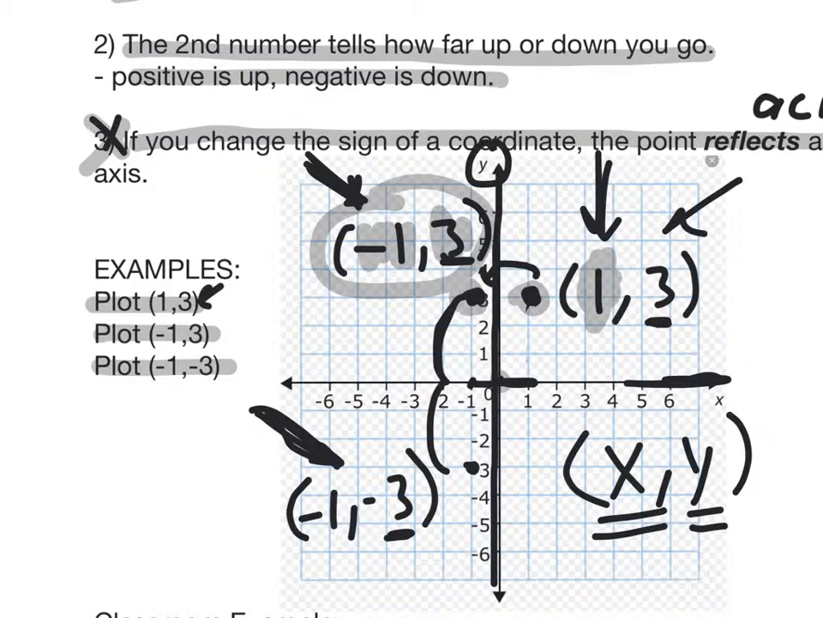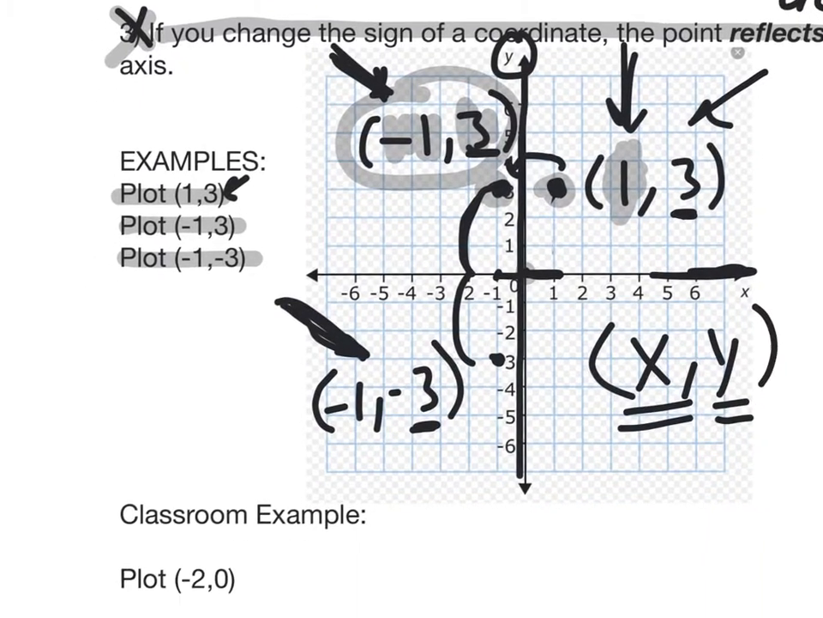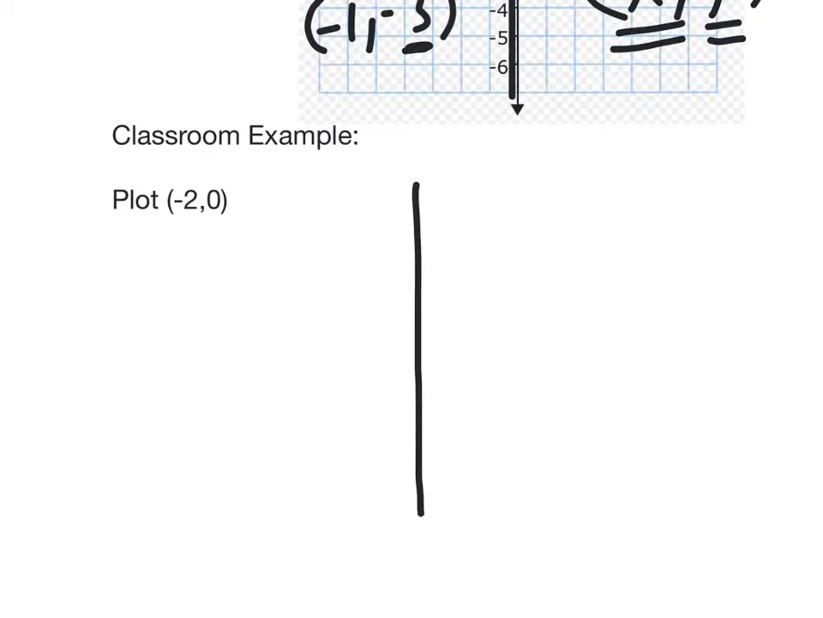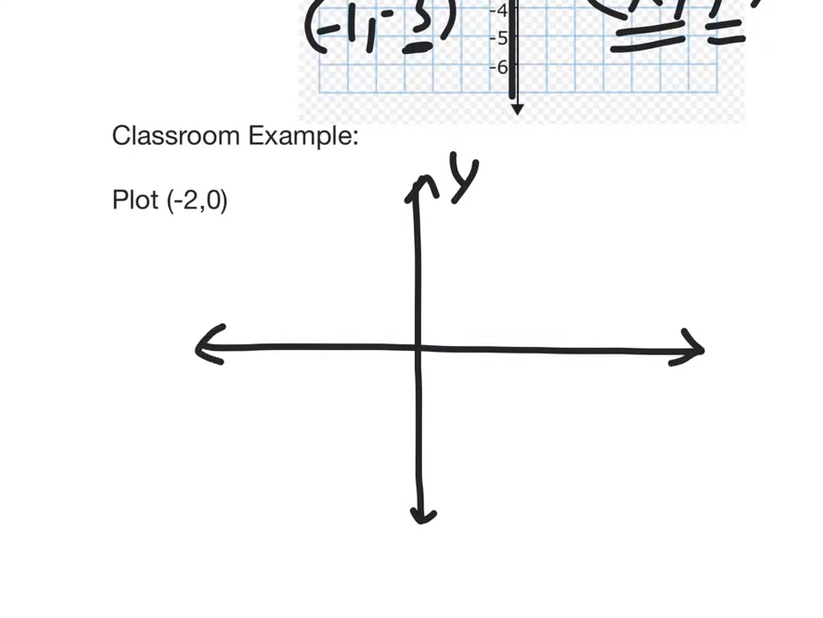So let's finish out your notes. Do your quick check problem, classroom example. You need to plot (-2, 0). So on your notes, go ahead and sketch a coordinate plane with a y-axis and an x-axis. And rather than draw in all the lines, you can just make little hash marks along the lines.